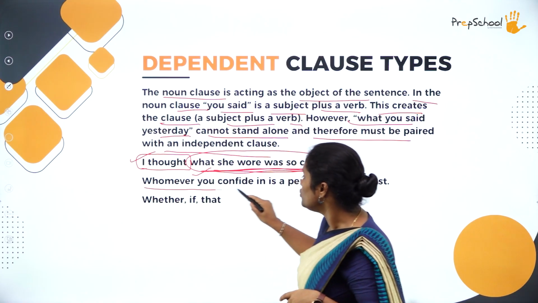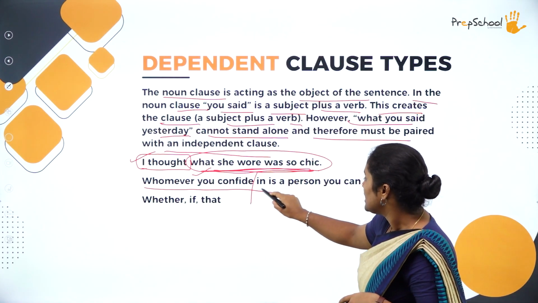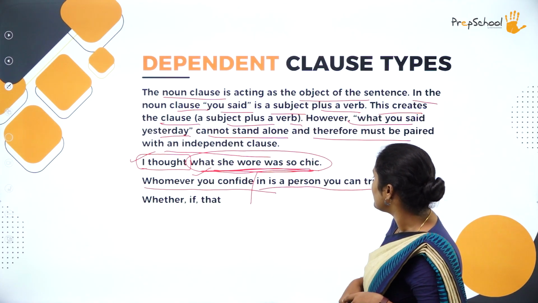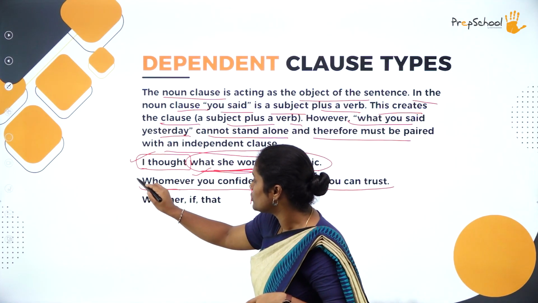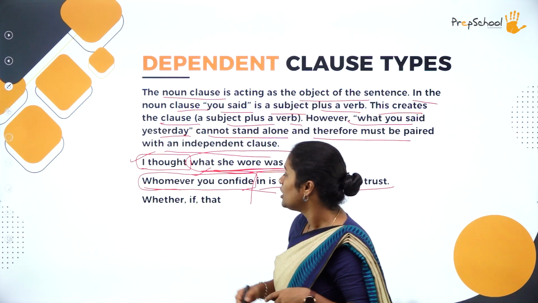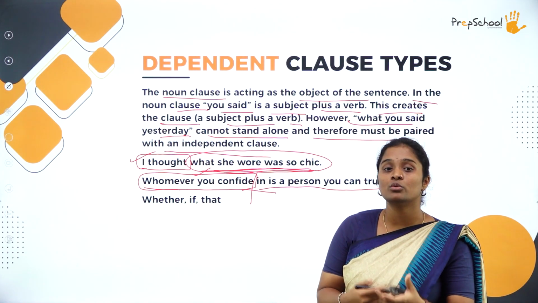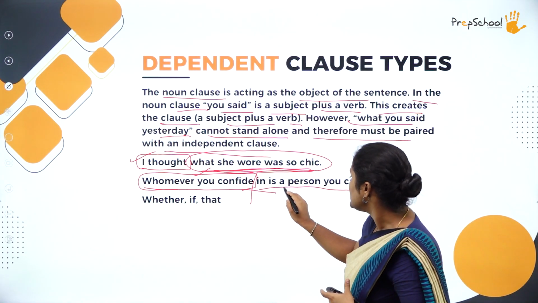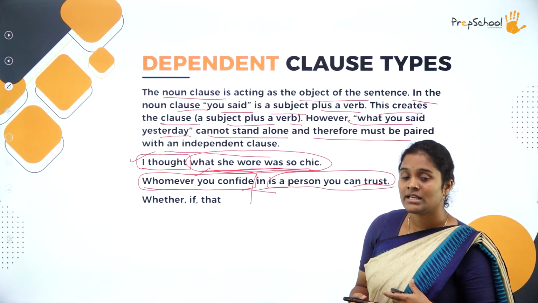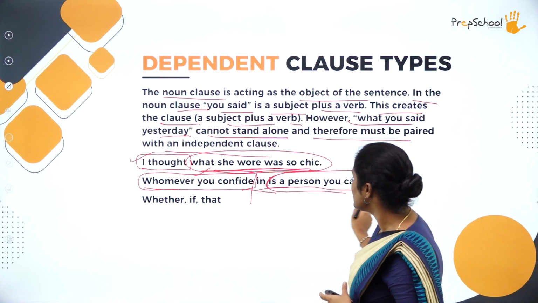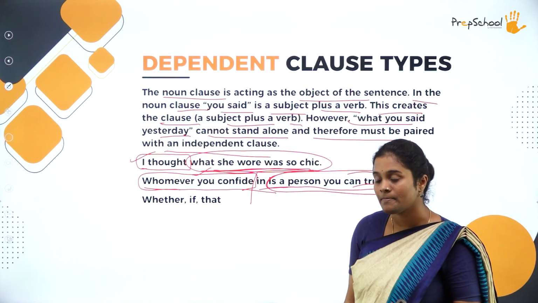Then, whomever you confide in is a person you can trust. So, whomever you are trusting over here, whomever you confide in, we don't know who we are talking about, right? A person you can trust. Over here, you can say this. This should be a person you can trust.